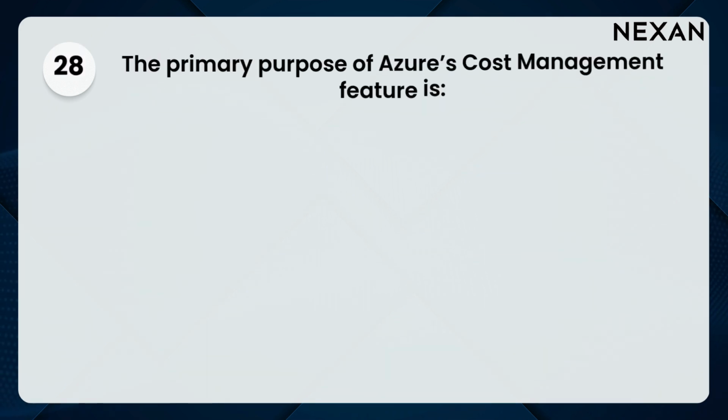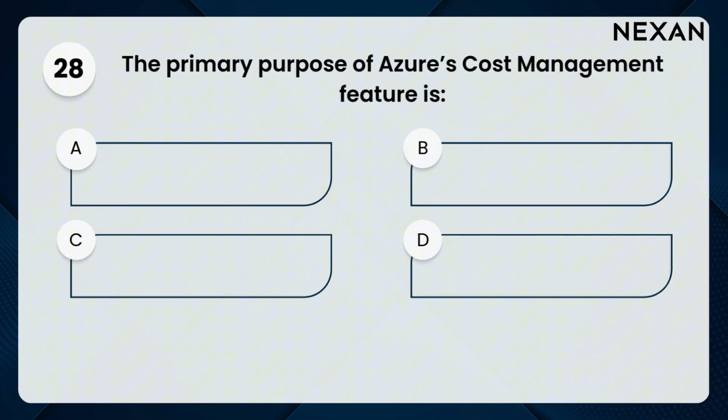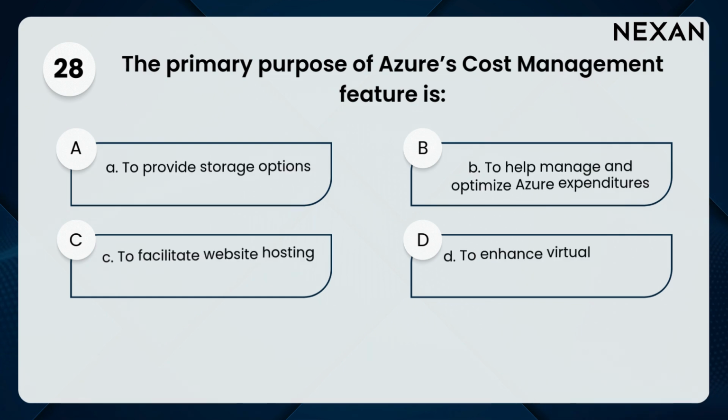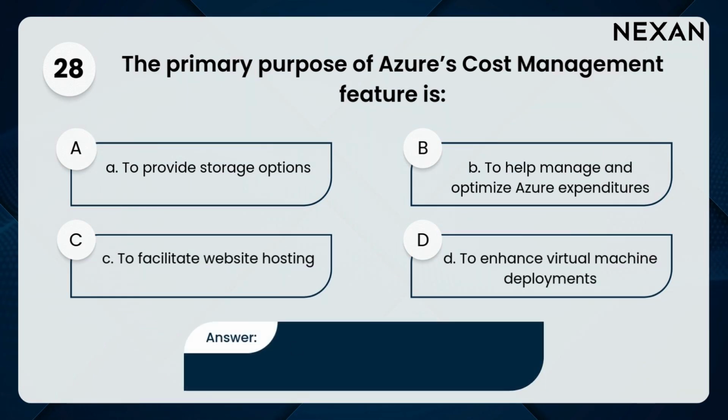28. The primary purpose of Azure's cost management feature is A. To provide storage options. B. To help manage and optimize Azure expenditures. C. To facilitate website hosting. D. To enhance virtual machine deployments. Answer B. To help manage and optimize Azure expenditures.